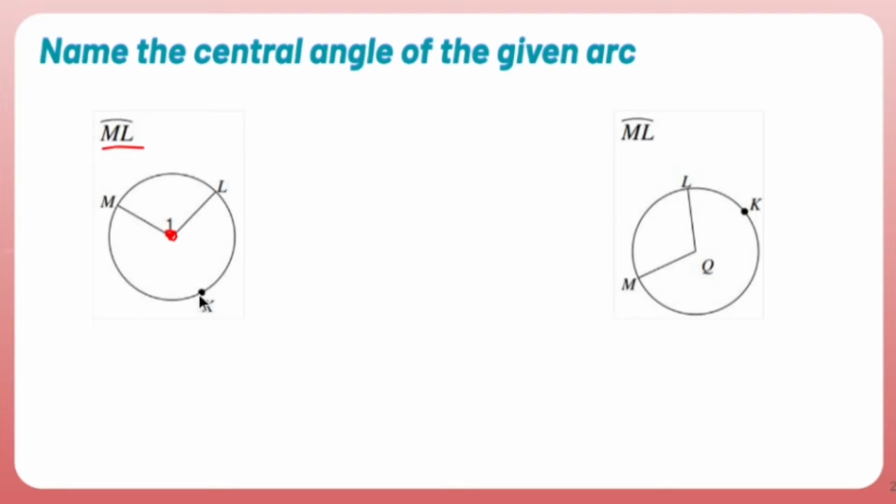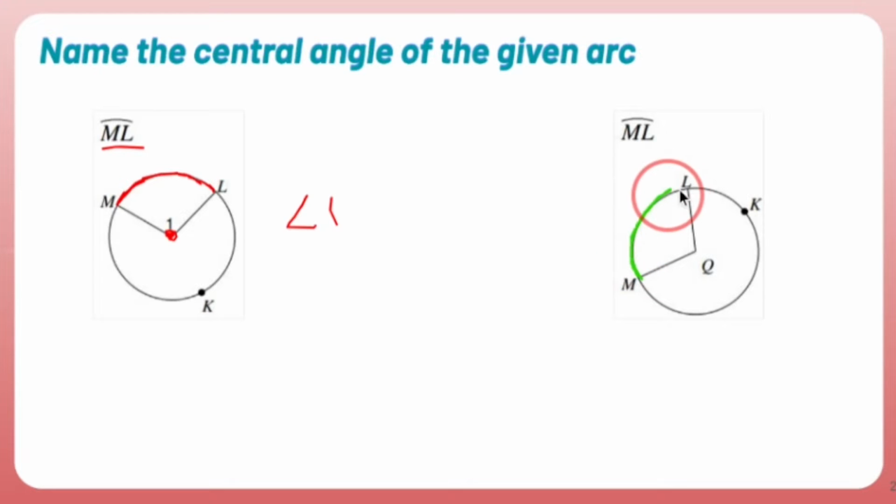Should I go this way? No, because otherwise I would have snuck a K in there. This is just ML, so I care about right here. And the angle created by me going from M to L is just angle 1. Nothing to overthink, pretty simple.